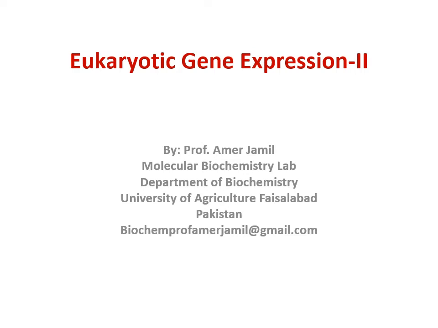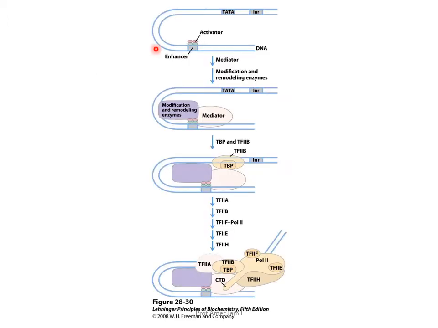This lecture is a continuation of my previous lecture on eukaryotic gene expression 1. That was a basic one. Here I will discuss some more aspects of eukaryotic gene expression. In eukaryotes, expression of any gene begins when some activator binds to the enhancer element present in the DNA.